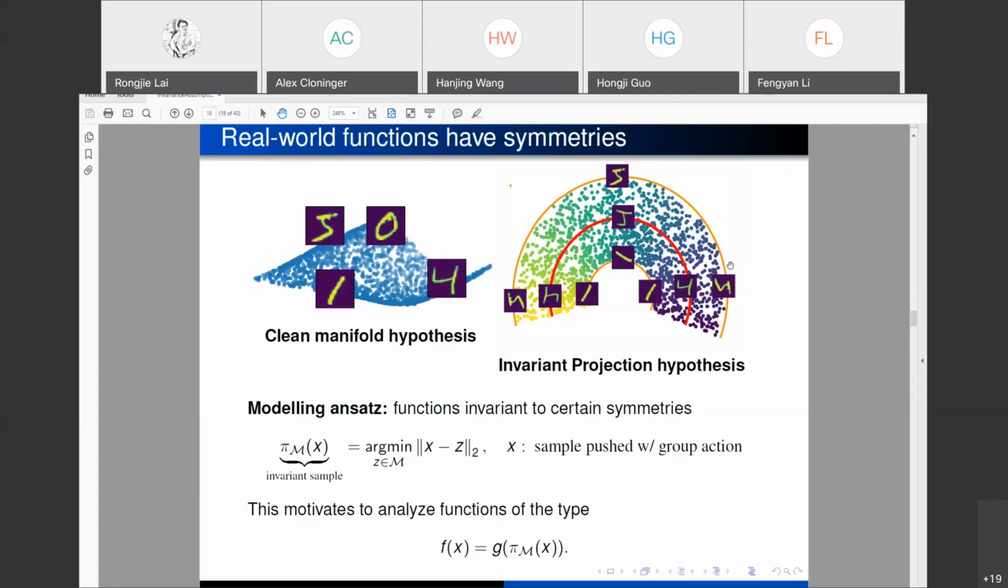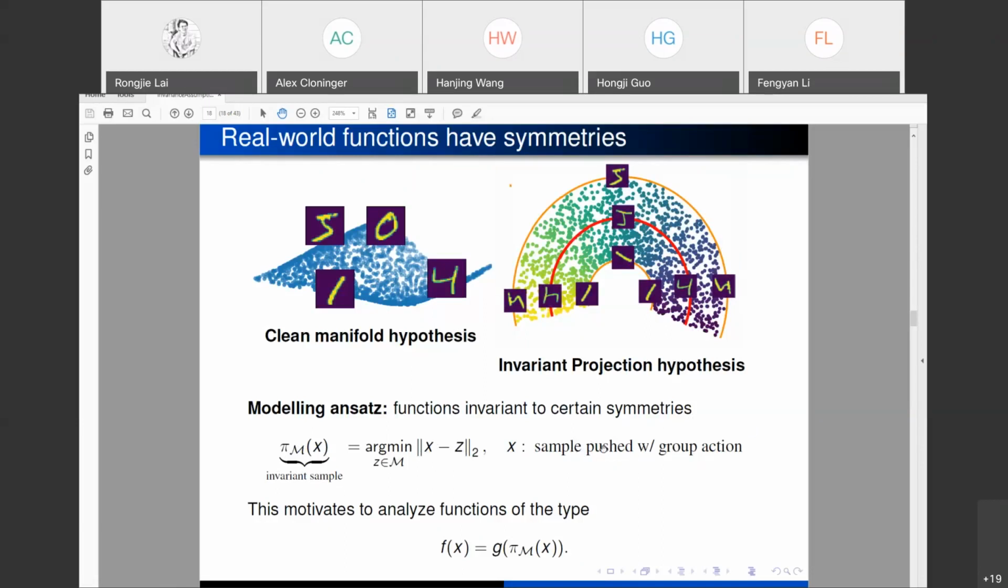It should be a classifier that doesn't really care that any point on this orange curve is going to get classified the same way. That's an assumption of invariance of our function, right? And it's the same thing as saying that we want our function to only depend on the projection onto something invariant to our group action. So that would be like saying that we want to pick some z such that it's close to x, where z is on our original manifold, where x is our sample pushed forward with some group action.